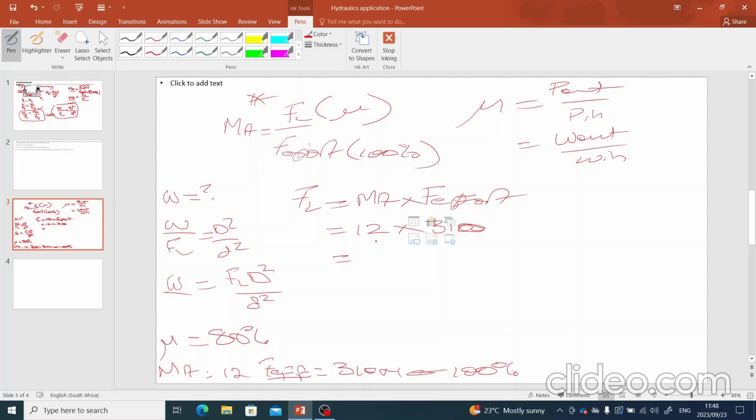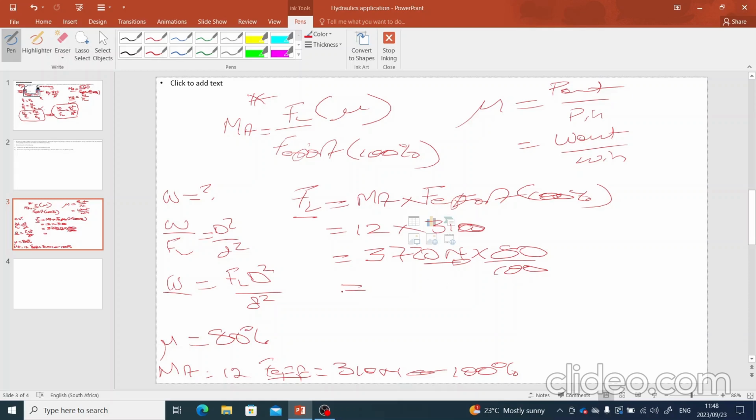12 times 310 gives us 3,720 Newton. This force is at 100%. Why? It is because FL has assumed the 100% that F effort is. And yet we are told that our equipment is operating at 80%. It is 80% effective. It then means we need to reduce this force to 80%. How do we do that? We will multiply by 80 divided by 100, or you can multiply by 0.8.